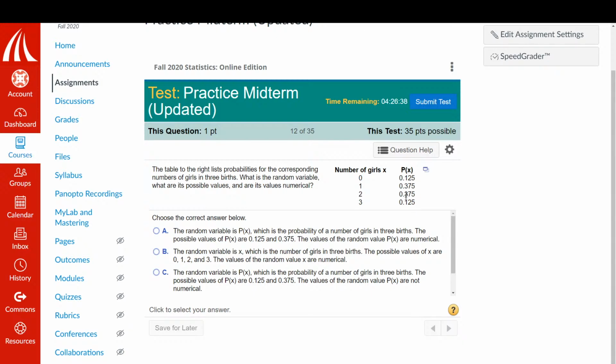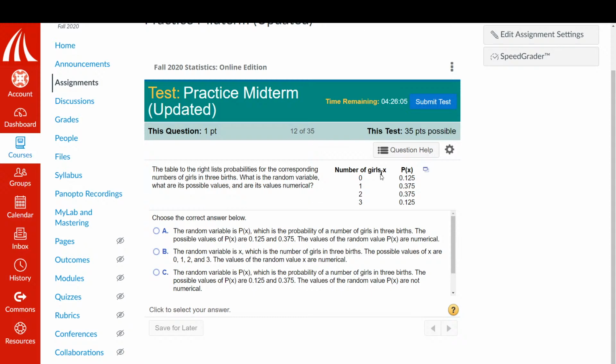And we have the probability of all of that, and we need to make sure it is a probability distribution. The sum of all these probabilities has to total 1. If it doesn't total 1 whole, then it's not even a real probability distribution. It does total 1. I just added it up. So we're good there. Now let's see, what is the random variable? What are its possible values? And are its values numerical?